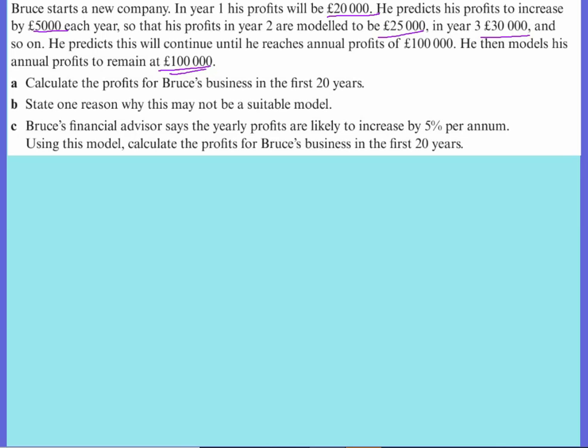Right. Now, I always like to write the sequence down. So when you're modelling with sequences, it's really important to put some sort of context on here. So we've got year one, we've got 20,000. Year two, I'm just going to write down pretty much what they've told us, 25,000. Year three, 30,000. We're not really meant to write commas anymore, but it just makes it so much easier for me to see the numbers.